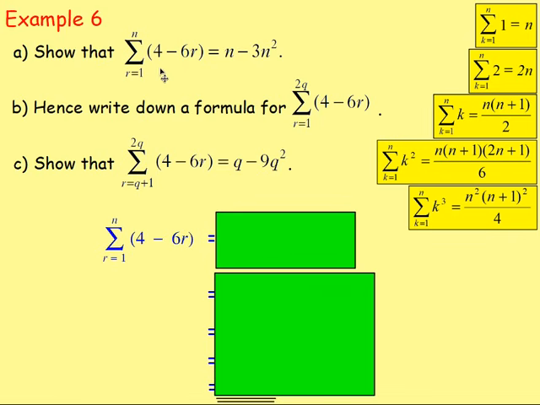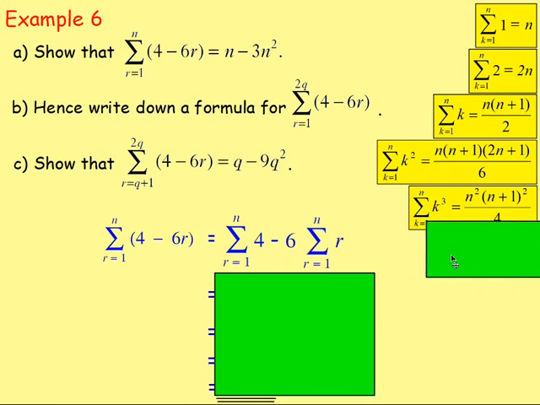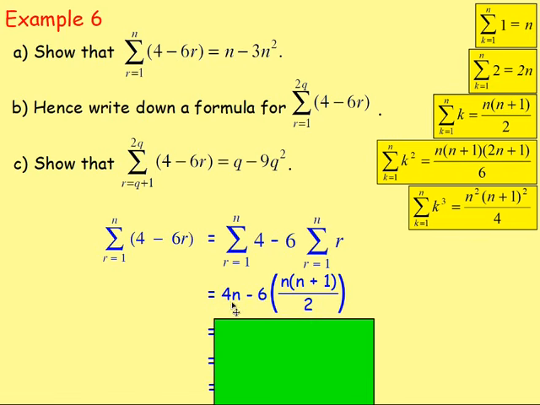So the sum of 4 take away 6r going from r equals 1 up to n. That is what we are thinking first of all. Because we've got the 4 and we're adding on this negative 6r, we can split that up. So it'll be the sum of just 4 going from r equals 1 all the way up to n, and then we're taking away the sum of the 6r going from r equals 1 all the way up to n. But because we've got this constant, we can take that to the side. So it'll be 6 times the sum of r going from r equals 1 all the way up to n. The sum of just 4, if you've got 4 n times, is just going to be 4n.